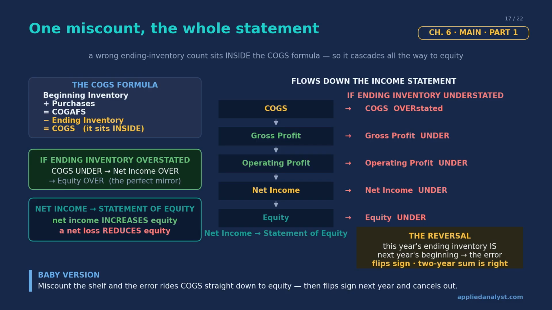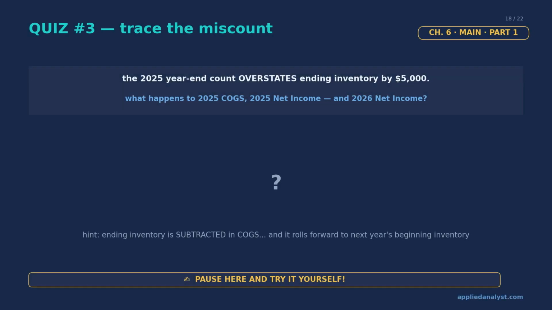That sounds slippery until you see it move on a real number. So let's do that. Pause and trace one actual miscount through 2 years. So, trace it yourself, pause, and work it. The 2025 year-end count overstates ending inventory by $5,000. What happens to 2025 cost of goods sold, 2025 net income, and 2026 net income? 3 answers. Go! Here's how it falls out.